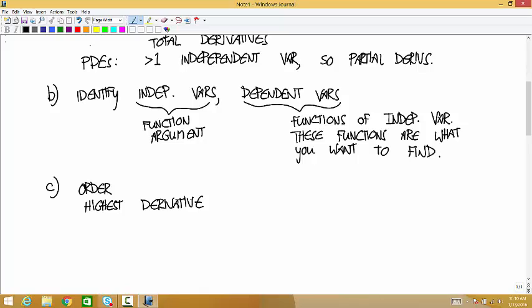So if you have a differential equation with a second order derivative, then you have a second order differential equation. And then the last thing related to C is how many boundary conditions are required to solve this, and do we have them? That's sort of two questions.